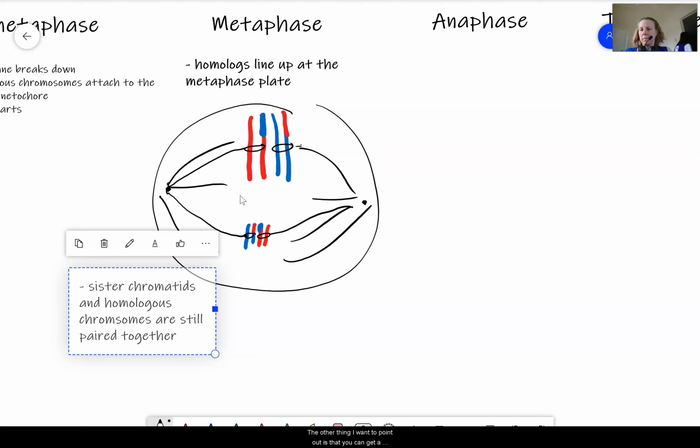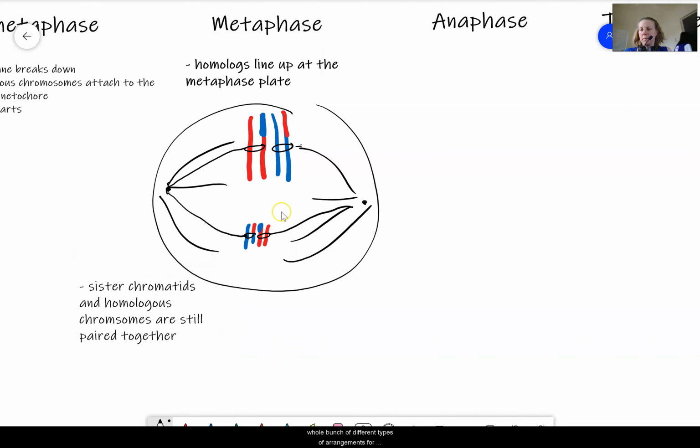But the other thing I want to point out is that you can get a whole bunch of different types of arrangements for these different chromosomes. For example, for chromosome number 1 here at the top, you could either have mom on the left and dad on the right, or dad on the left and mom on the right. And the chance of either of those happening is exactly 50%, and it's just random chance.